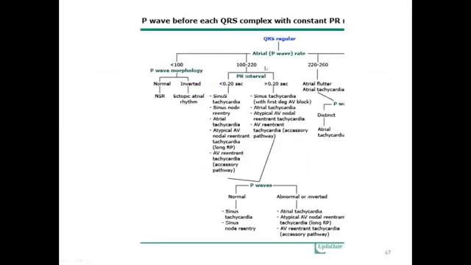This is a slide I just included. You want to make sure there's a systematic way of going through and evaluating your EKG, which I'm sure you already had in basic EKG. So you want to have a P wave before each QRS complex with a consistent PR interval. This sort of goes through and shows you what's going on and what rhythms it could be if it's prolonged or shortened.